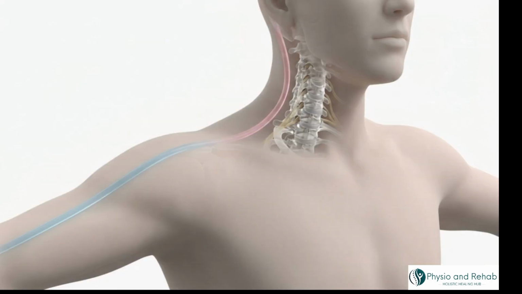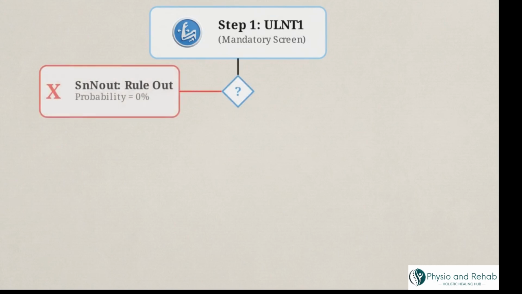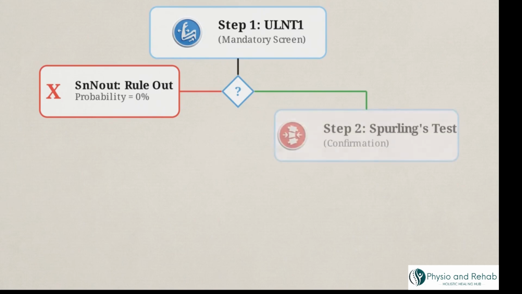True diagnostic accuracy requires running them in sequence. This sequential algorithm combines the strengths of both tests. Step 1 always begins with the high sensitivity of ULNT1 as a mandatory screen. This creates our first critical decision gate. If the tension test is negative, the probability of CRS is structurally eliminated and the assessment stops. However, if the tension test is positive, the clinician must immediately proceed to step 2, Sperling's test.